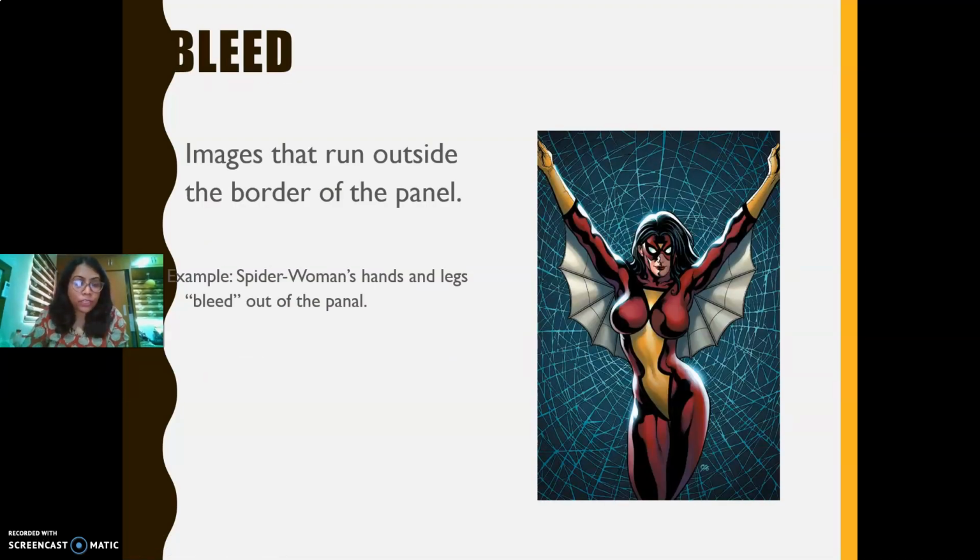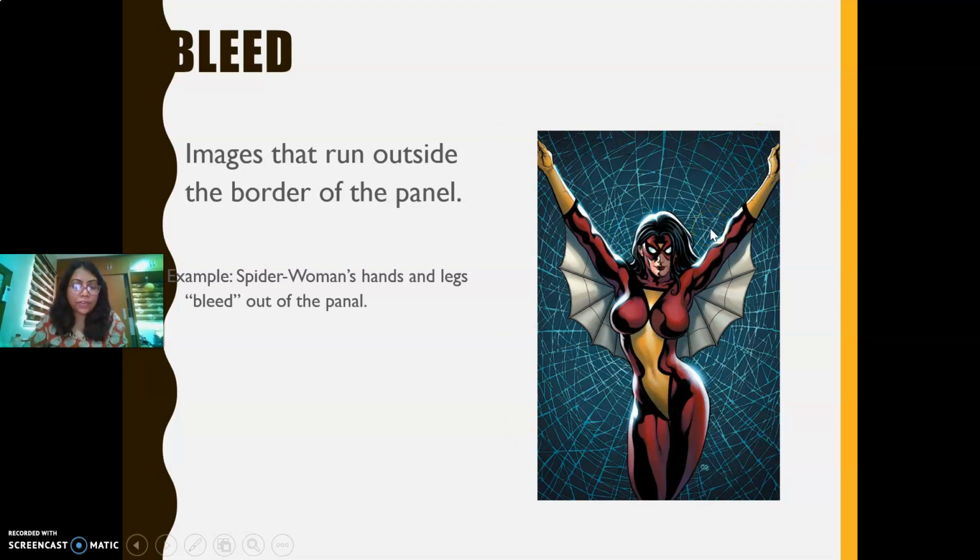All right. What is a bleed? A bleed is an image that runs outside the border of the panel. So this is the panel, as you can see, and the borders are defined here, and the image of this spider woman, her legs and her hands seem to bleed out of the panel. They're not contained within the panel. It seems that there's something beyond the borders of the panel. Can you see here? Yeah, so this is known as bleed.